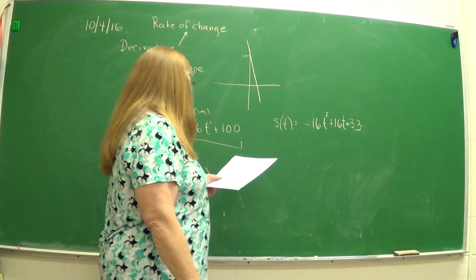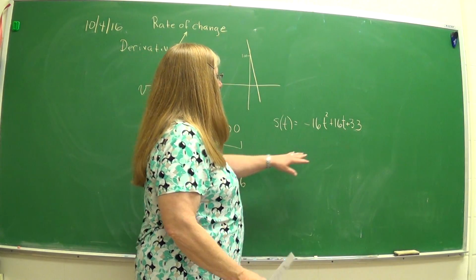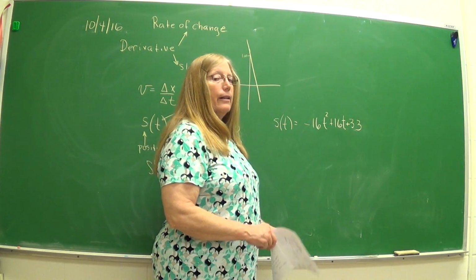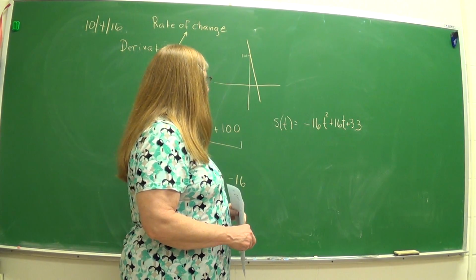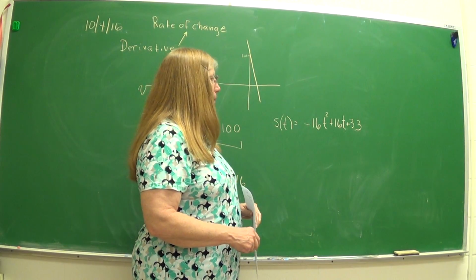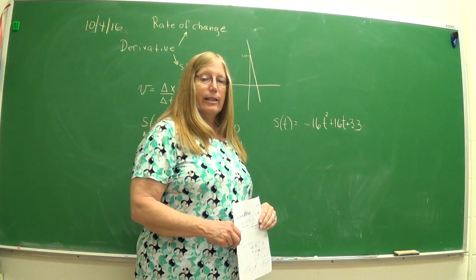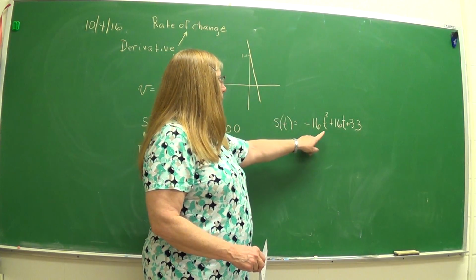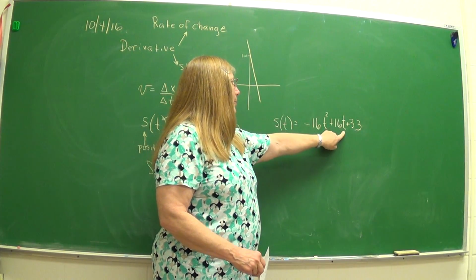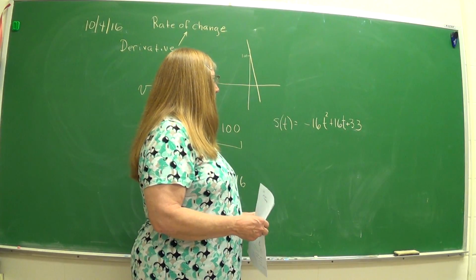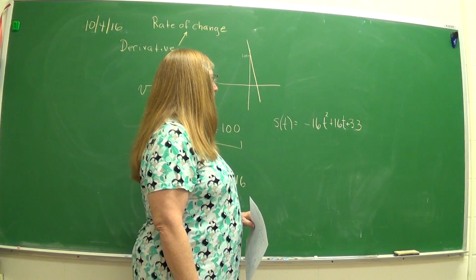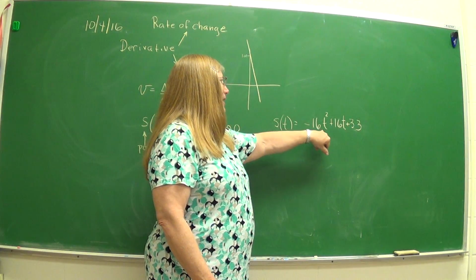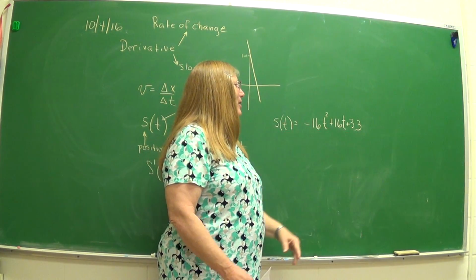So what do I get when I put in a 0 for t? I get 33. So at the beginning of this problem, the object at time 0 is situated at 33. Then at time equals 1, we put a 1 here and a 1 here, and we see that its position is still at 33, because this becomes negative 16 plus 16 plus 33.